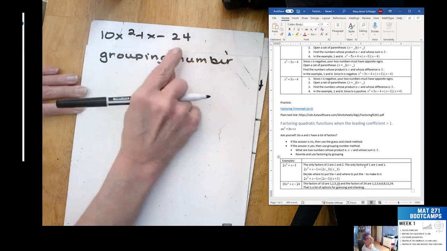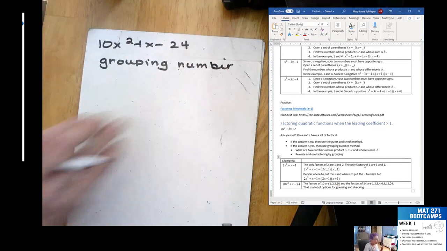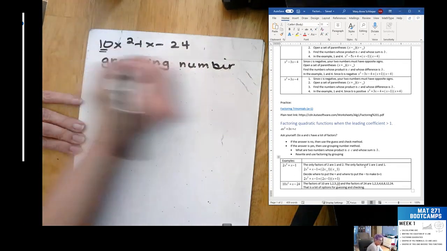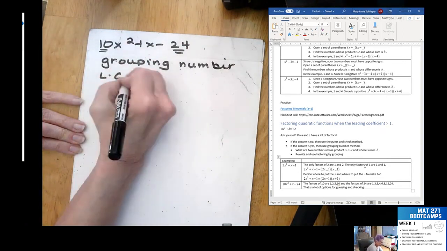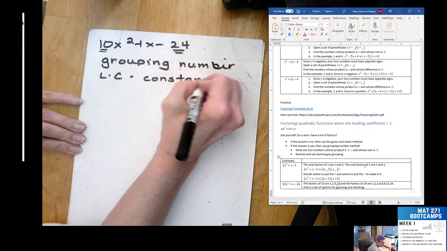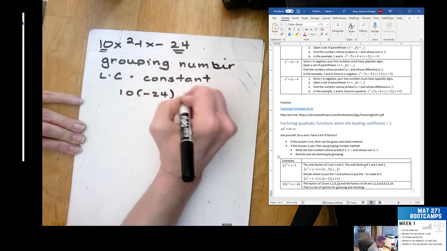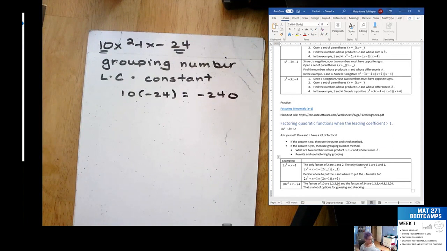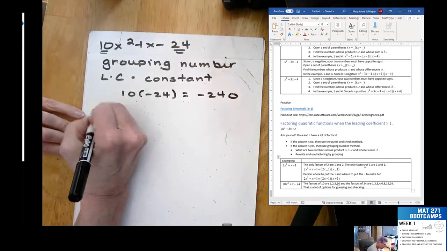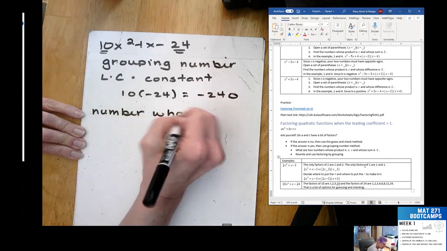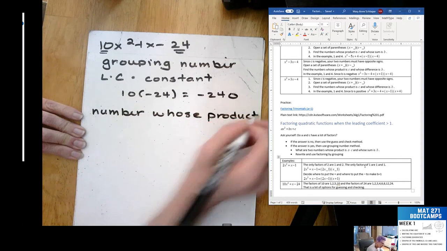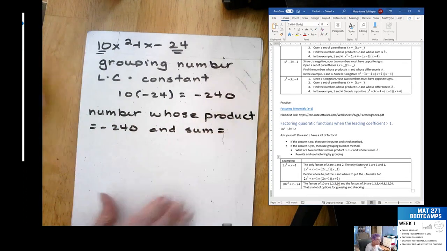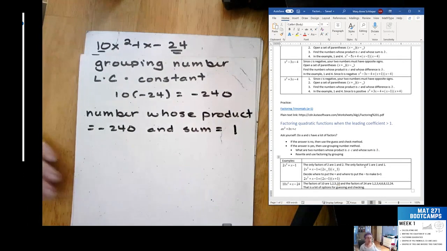It takes this trinomial and transforms it into a 4-term polynomial, and then we use factoring by grouping. So we take the leading coefficient times the constant. So 10 times negative 24 is equal to negative 240. And now you're back to asking yourself that question that we asked back for the easy questions. I need a number whose product equals negative 240, and the sum equals my middle term, in this case, 1.